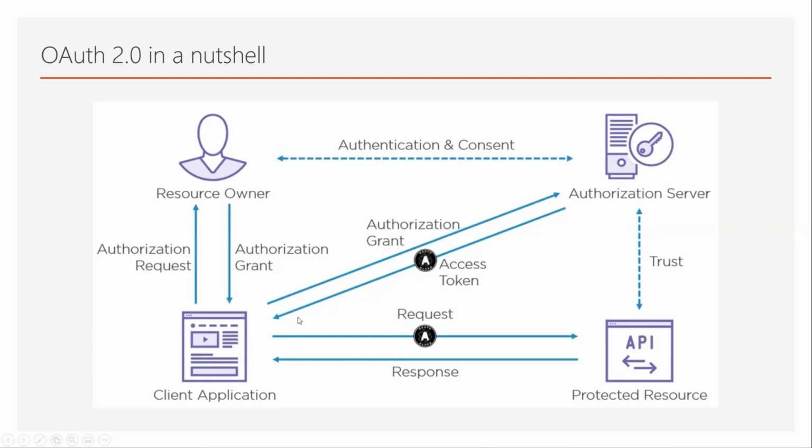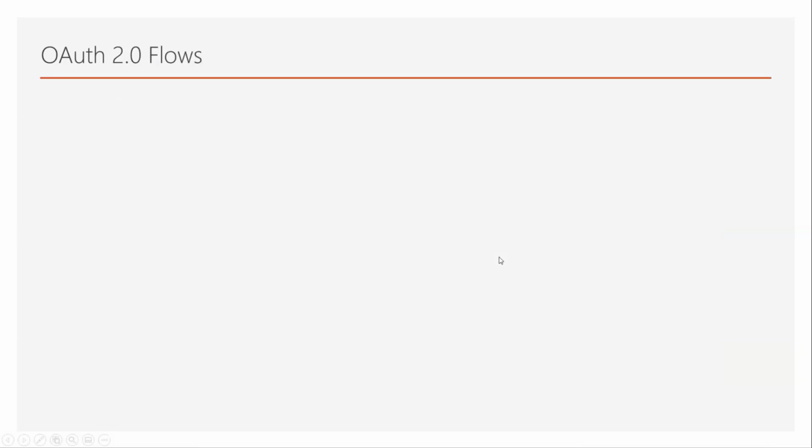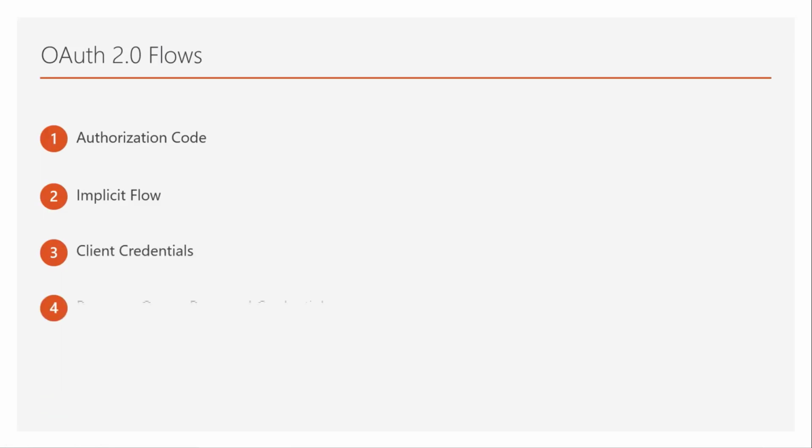So this is OAuth 2 that has standardized the access token request and response. Everything between the client application and the authorization server, which is the request and response, is OAuth 2. We have different flows of OAuth 2, like authorization code, implicit flow, client credentials, resource owner password credentials, and some other types of flows on top of these, like the on-behalf-of flow. But today I'm going to show you how you can implement the authorization code flow.